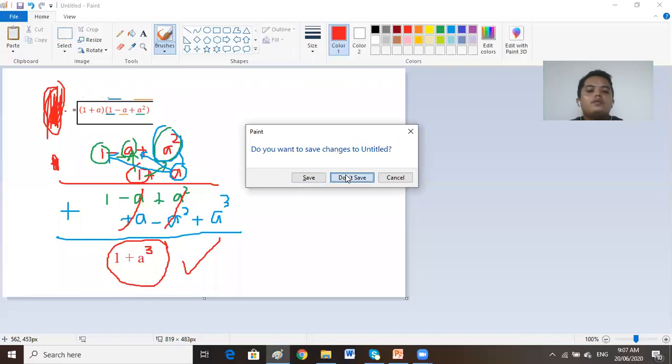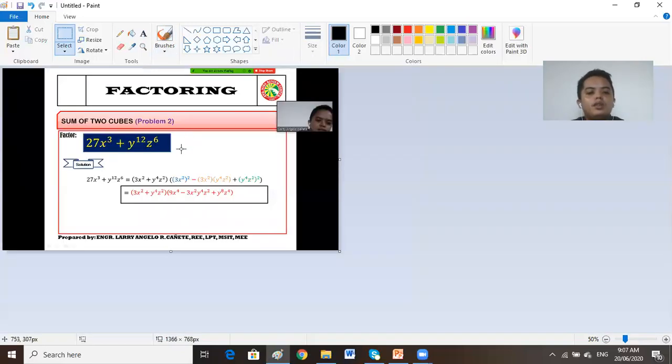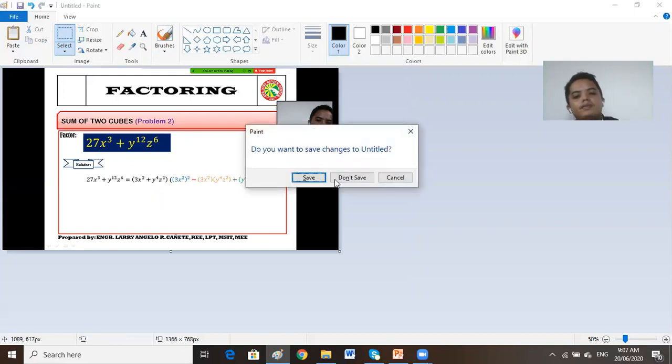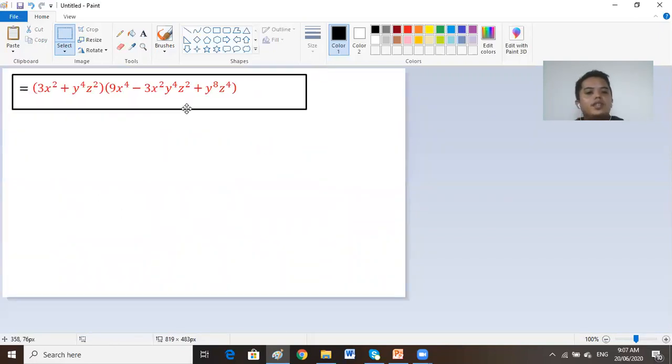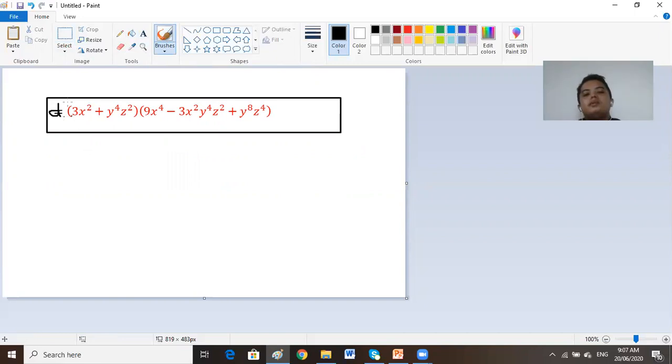If you do not know how to factor that one, all you have to do is to pick choices. So for example, this is choice letter D in a board exam. So choice letter D, and then you verify if that is the answer.